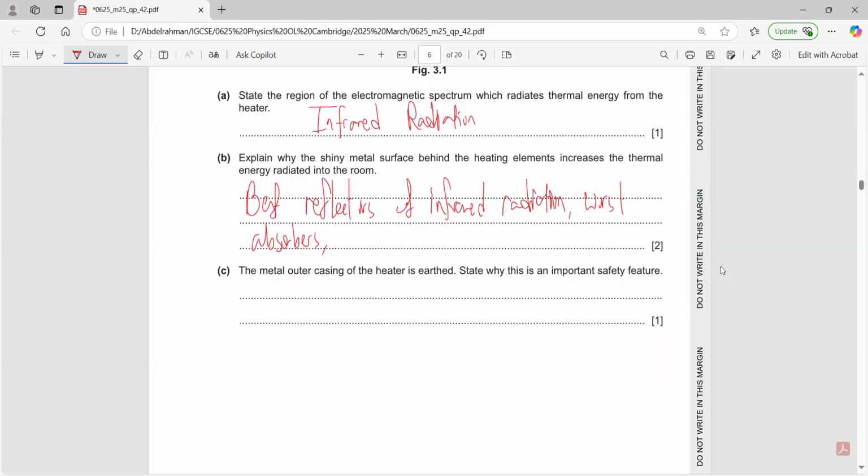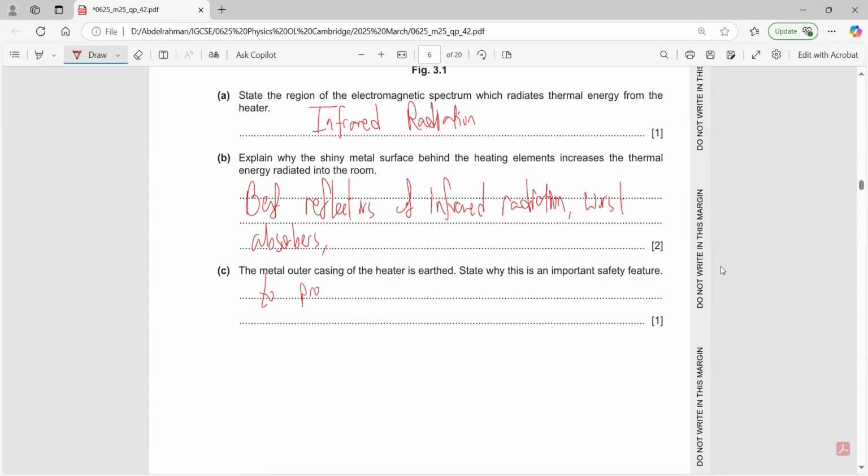The metal outer casing is earthed. State why this is an important safety feature. Why is it very important to earth any electrical device with a metal casing? Because if the surface becomes live, you want to protect yourself from what? To protect from an electric shock.